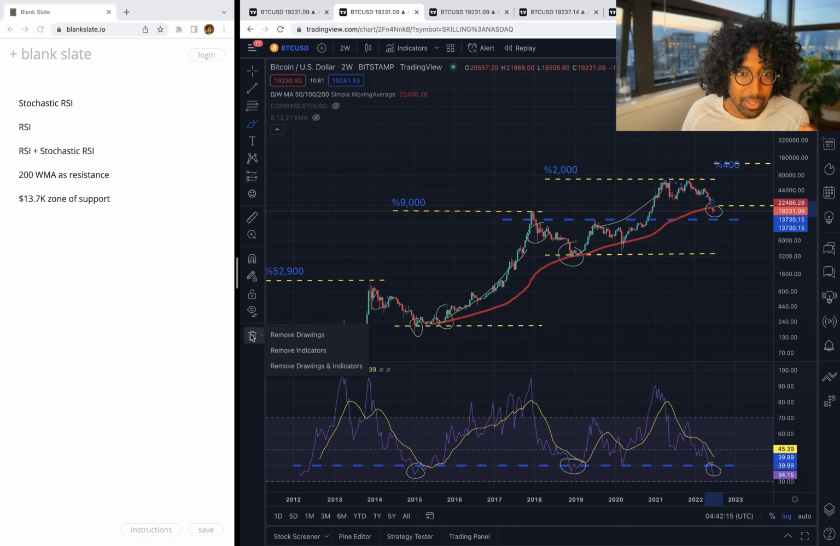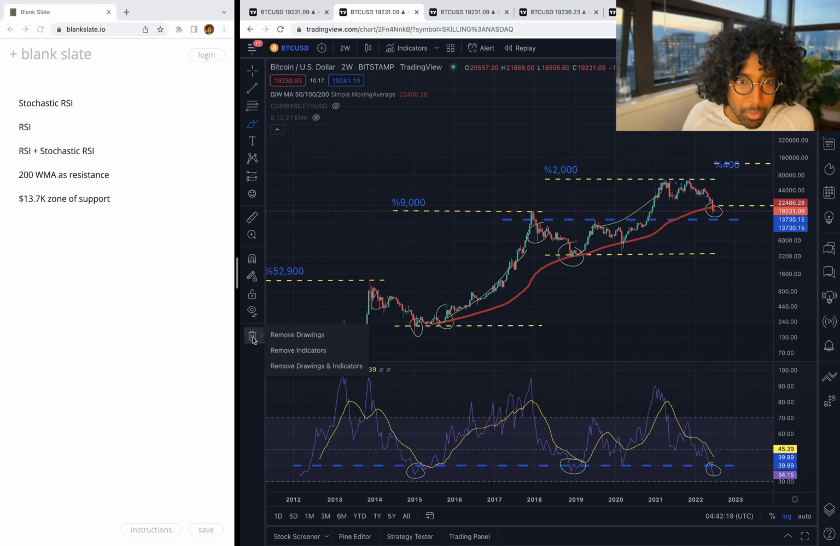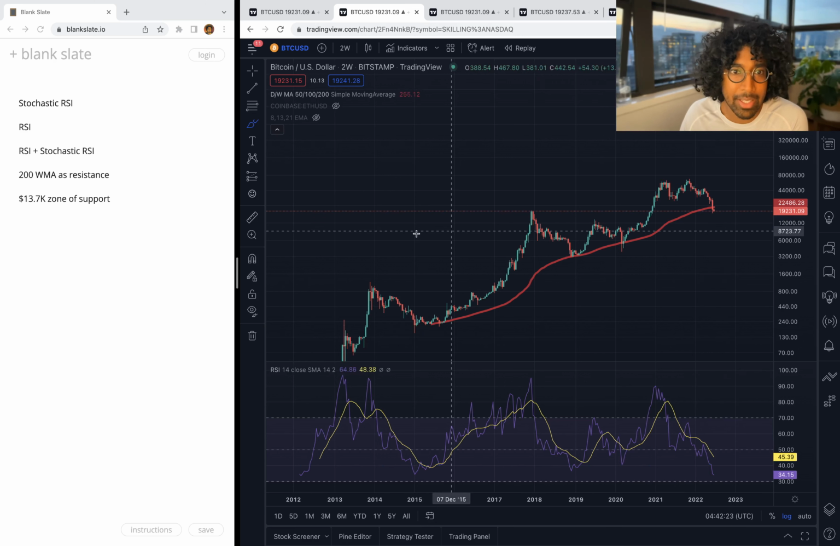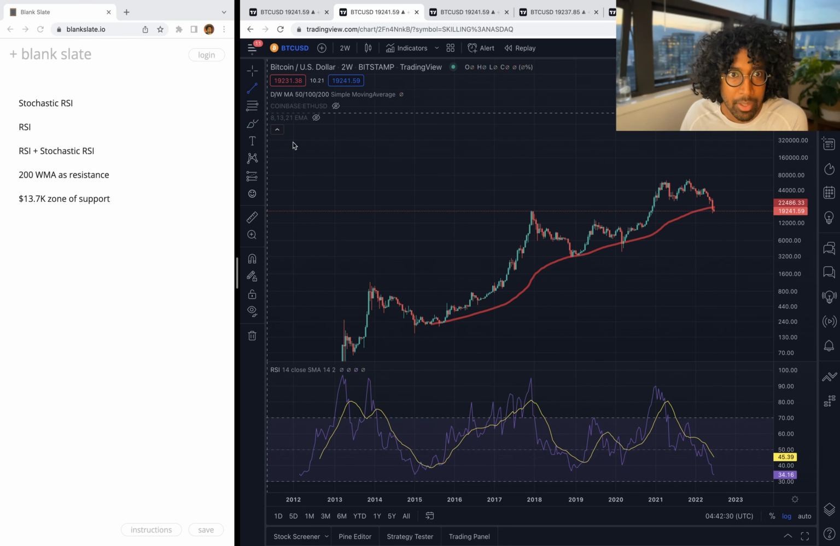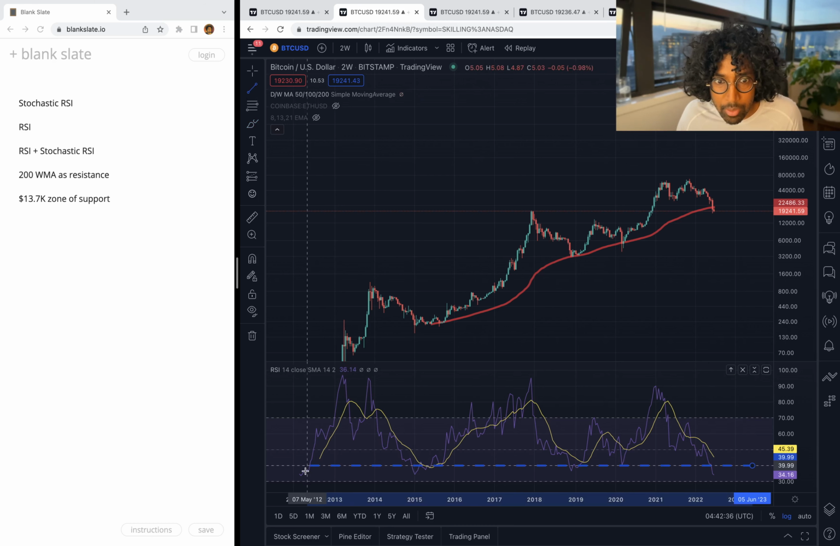Let me remove all drawings. Whoops, no, I didn't want that. Remove all drawings. There we go. Sorry, I had to clean that up because I just want to make that clear. This is the 40 mark right there. I'm going to redraw that 40. There we go.